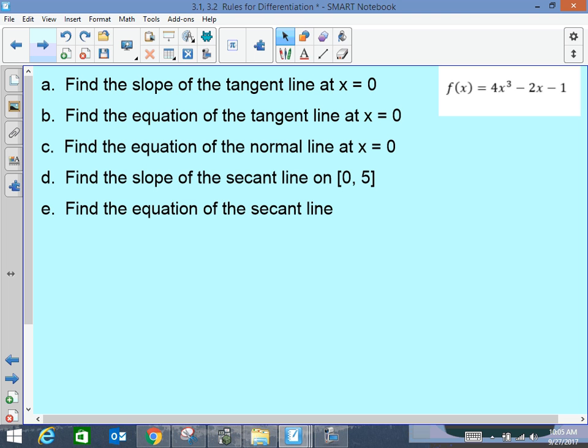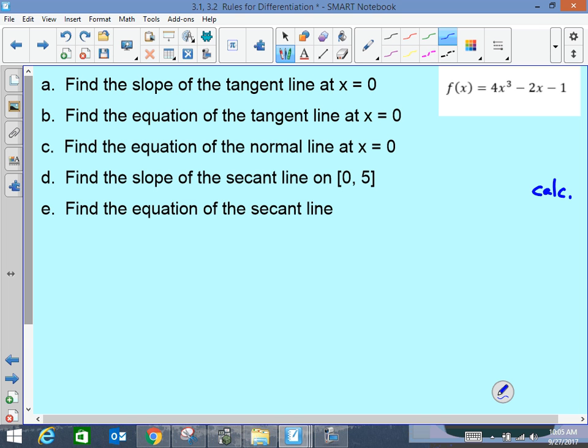All right. Find the equation of the tangent line, find the equation of the normal line, find the slope of the secant line. I haven't seen that for a while. Find the equation of the secant line. All right. I'm going to tell you this time you can use your calculator. Okay? You can use your calculator. I won't, and then we'll have it both ways.